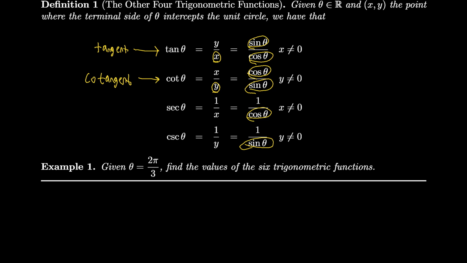And then there's two others. There's secant and cosecant, one word. So there's tangent, cotangent, secant, and cosecant. Secant is 1 over x, or 1 over cosine, where x isn't 0. That is, you're not dividing by 0. That is, cosine isn't 0. And cosecant is 1 over y, or 1 over sine, where y isn't 0.